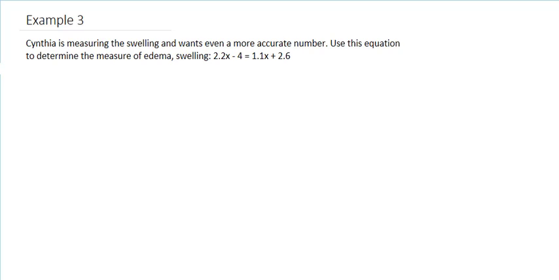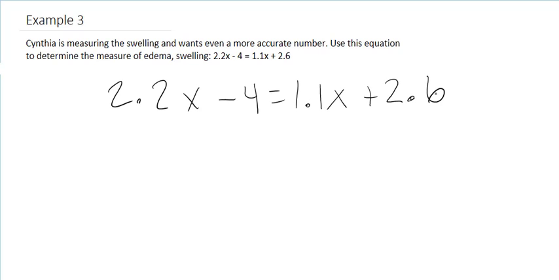Cynthia's measuring the swelling and wants a more accurate number. Use this equation to determine the measure of edema, or swelling. So 2.2x minus 4 is equal to 1.1x plus 2.6. So this time now we have decimals. So let's get x by itself.